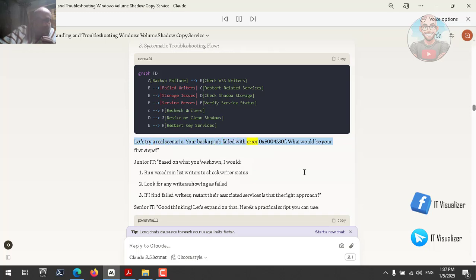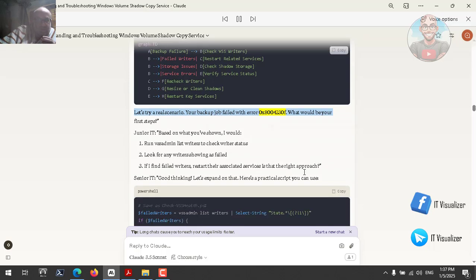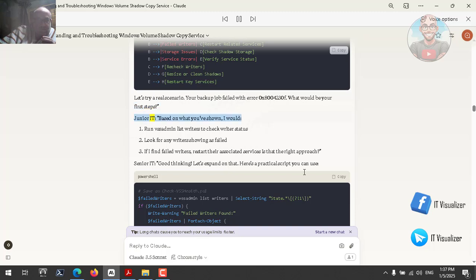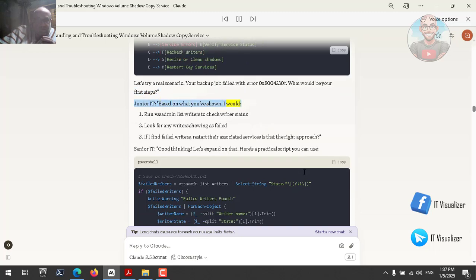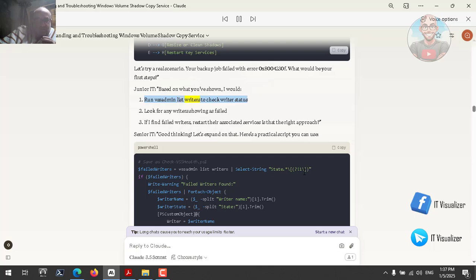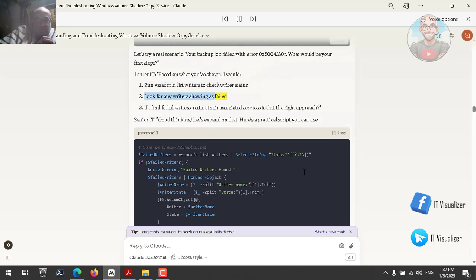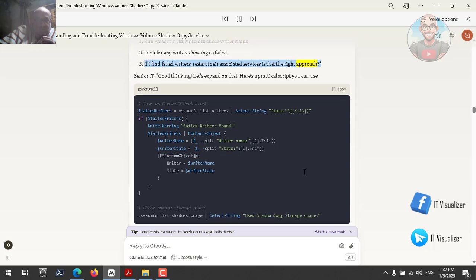Your backup job failed with error 0x8004230F. What would be your first steps? Junior IT: based on what you've shown, I would run vssadmin list writers to check writer status. Look for any writers showing as failed. If I find failed writers, restart their associated services. Is that the right approach? Senior IT: good thinking. Let's expand on that.